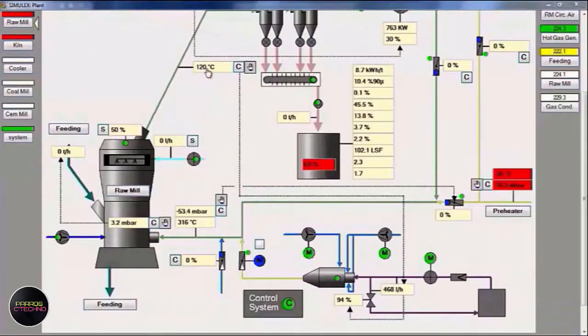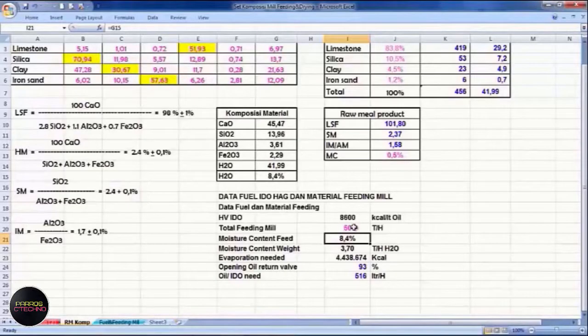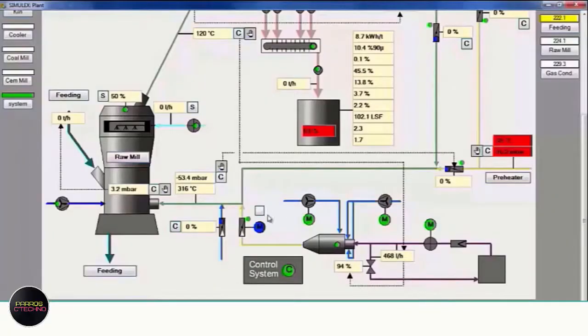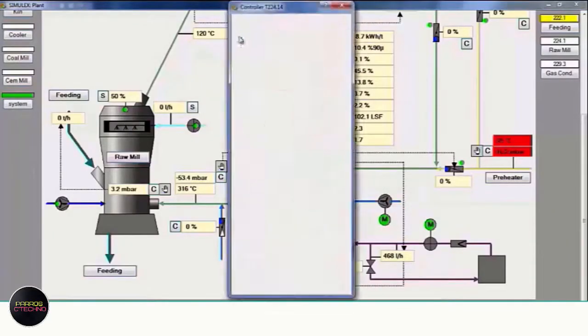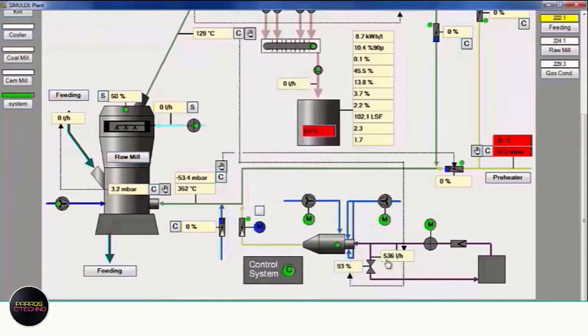Let's see, this is the temperature at the outlet, 120 degrees Celsius, with the valve opening at 94%. Earlier in the calculation of feeding 50 tons with 93% opening of the return valve, it required approximately 516 oil. Let's try to equate it with what we calculated earlier: at 93%, how much does the temperature rise? Earlier in the calculation of 516, in this simulation it is up to 545 degrees Celsius.